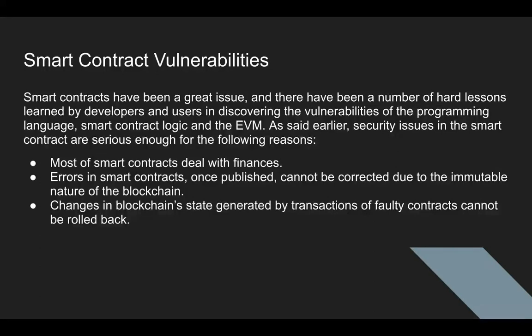Errors in smart contracts once published cannot be corrected due to the immutable nature of the blockchain. This explains that the immutability of the blockchain does not allow us to alter transactions that have been done, either by mistake or by error or through any means. Once it's done, it's done. You cannot go back to change those transactions. Also, changes in blockchain state generated by transactions of faulty contracts cannot be rolled back.